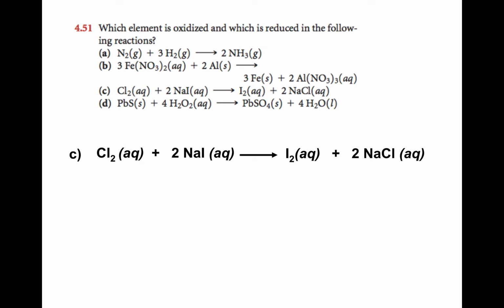In C, you've got elemental chlorine, which is 0, and you've got sodium iodide going to iodine and sodium chloride. Now sodium has a +1 state on the reactant side and a +1 state on the product side, so it's a spectator here. It's not involved. The change is iodide going from a -1 state to a 0 state. So in order to do that, it had to lose electrons. It was oxidized. And chlorine going from a 0 state to chloride, a -1 state, had to gain electrons, so it was reduced.